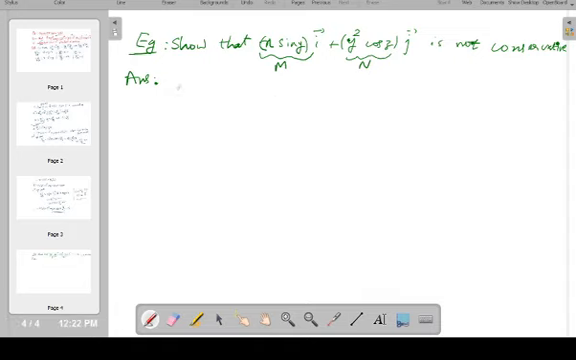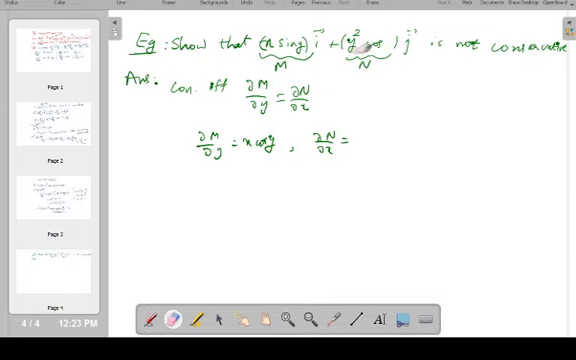So it is conservative if and only if dou M by dou y equal to dou N by dou x. So what is dou M by dou y? It is x cos y. And what is dou N by dou x? Oh sorry, this is not z, it is actually x. What I mean is x.